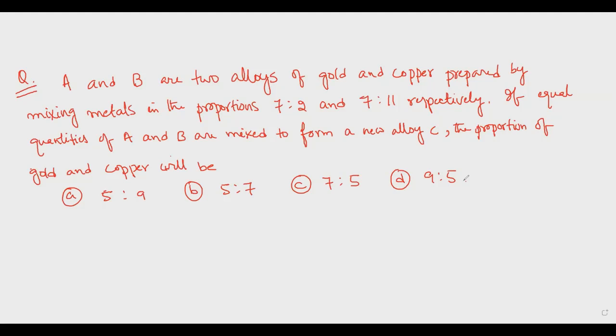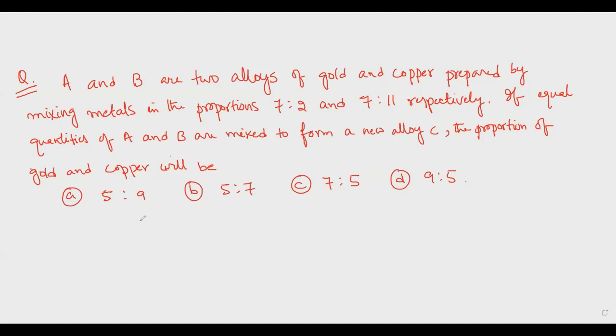Just understand the question. The question is about an alloy, a mixture of two alloys A and B. Alloy is a mixture, like a compound mixture. I am very weak at chemistry. An alloy is a mixture where we mix two types of metals or more than two types, right?